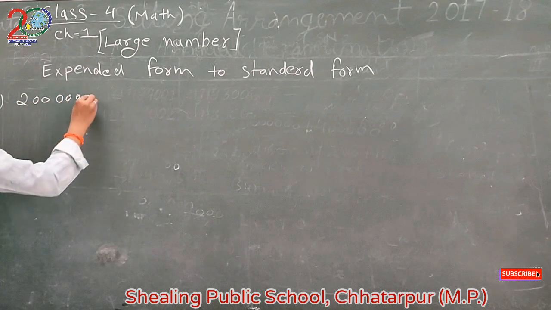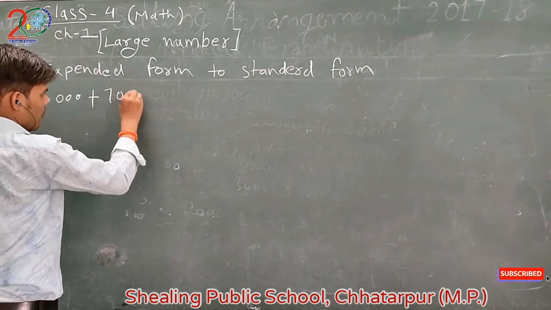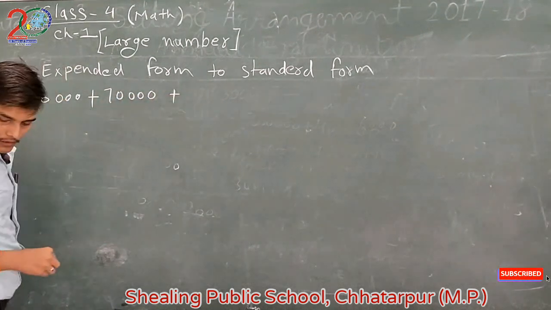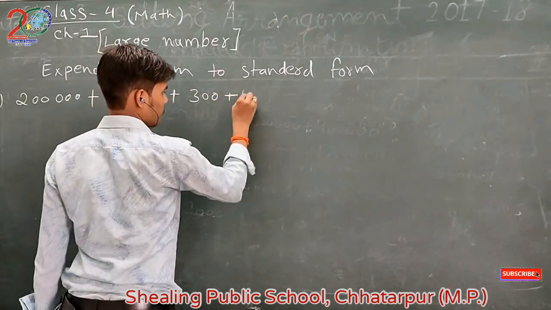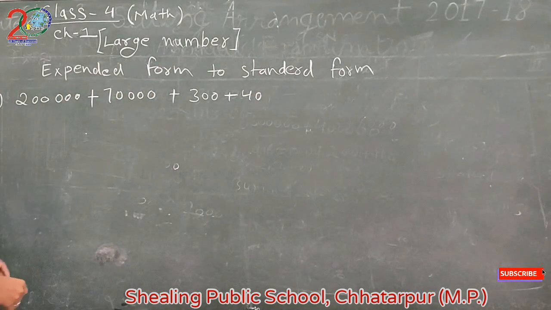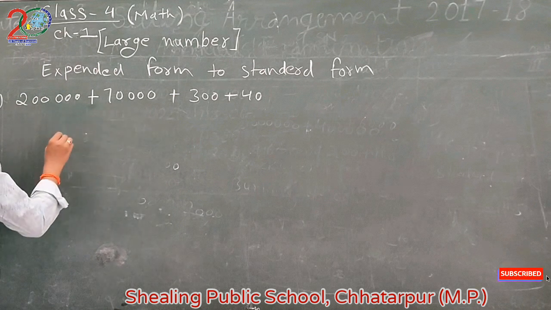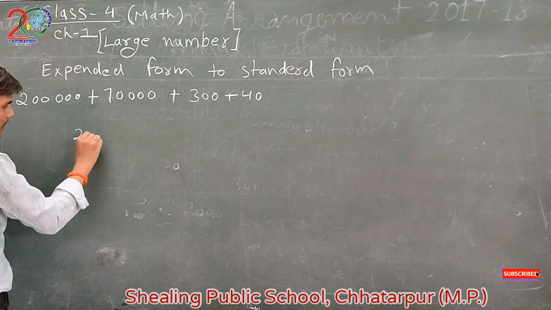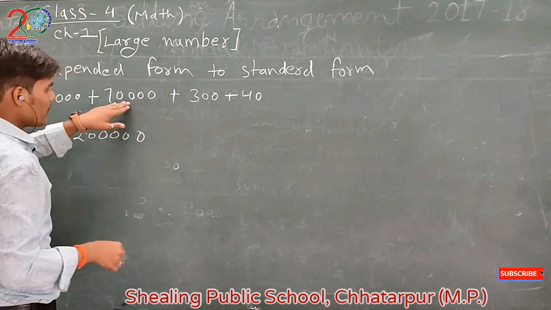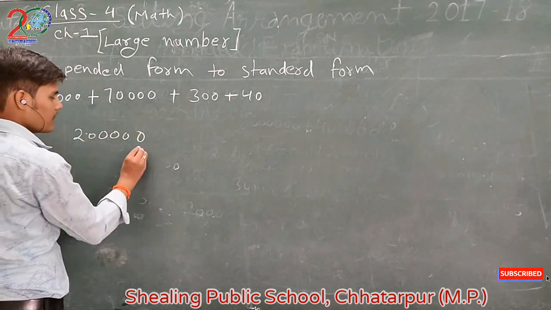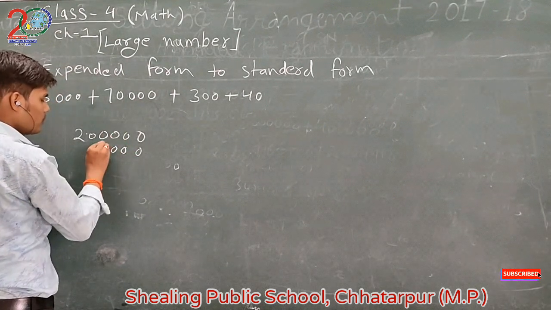This and this. 300 plus 40. Okay. So how to write down the expanded form to standard form? So we add that all. First we add down that number here. Then now write down this number. So we take ones digit. 1, 0, then 0, then 0, then 0, then last one is 7.